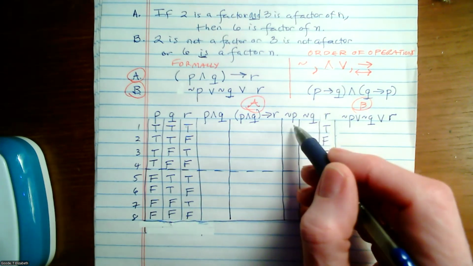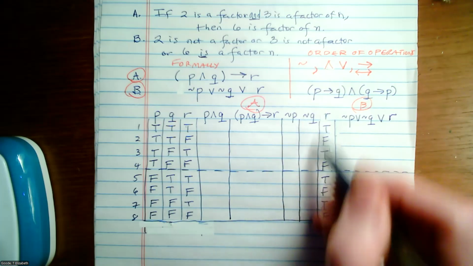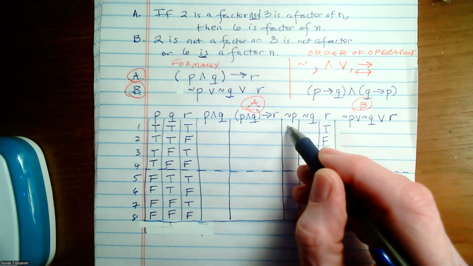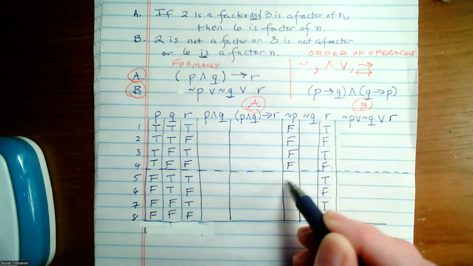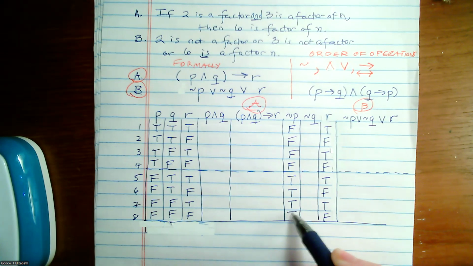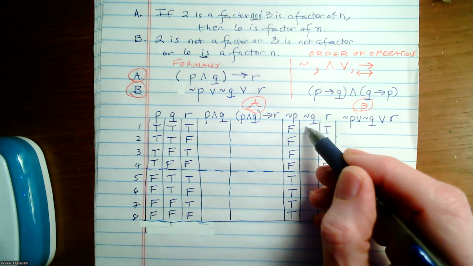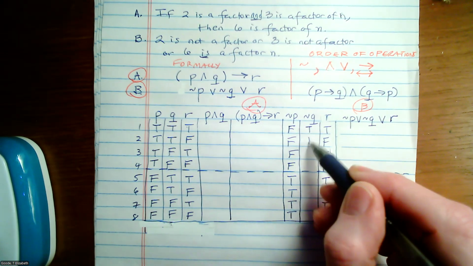So what would go under not P? Let's just go in and do the easy ones first. Not P, rows 1 through 4 are false. Exactly. Rows 5 through 8 are true. Good job. Not Q, rows 1 through 2 are false.